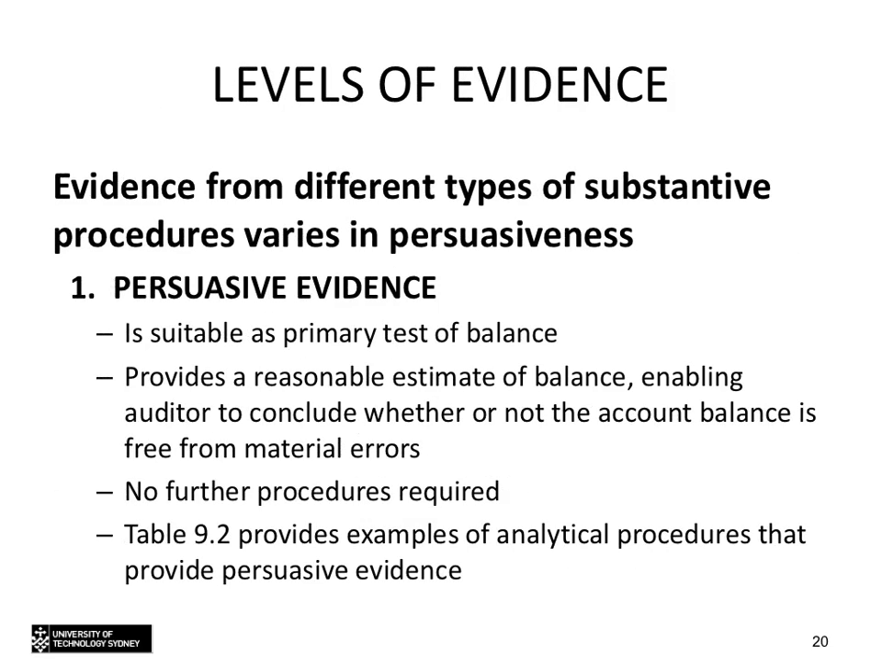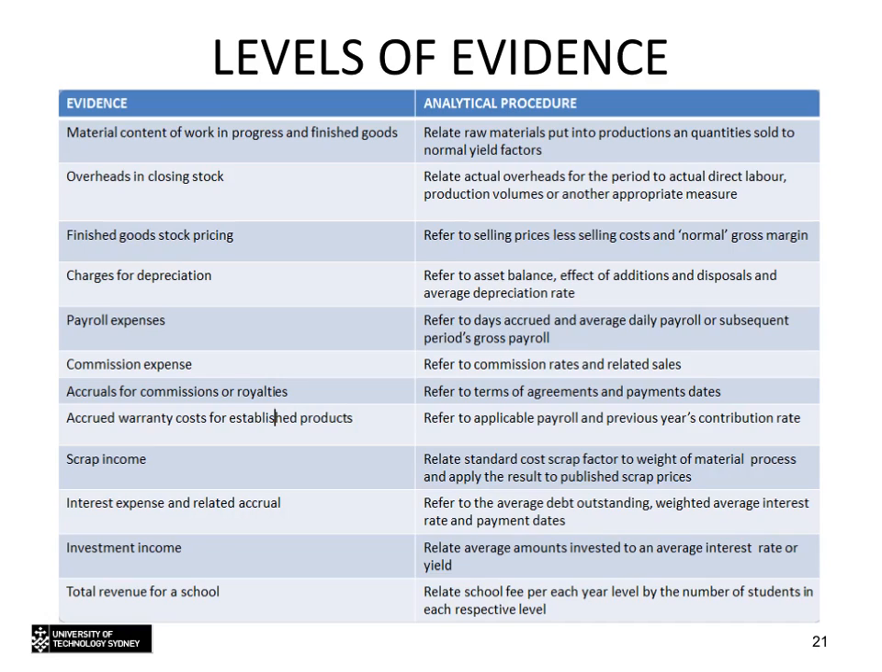In terms of evidence, persuasive evidence is what we want the most of. It's reliable, it comes from well-controlled information, and it allows me to estimate the balance of an account. All right. It could be vouching, we could get it from tracing. Here's some analytical procedures that could be persuasive. So this is the persuasive ones.